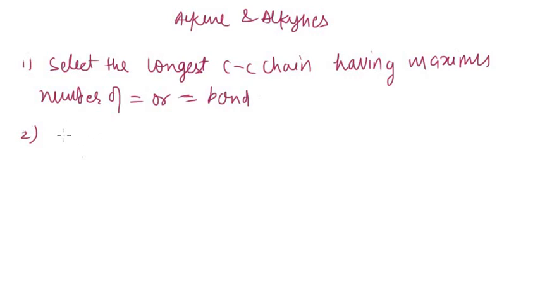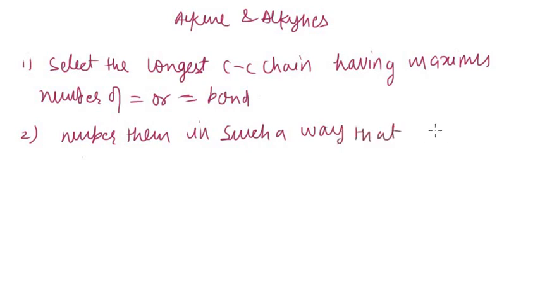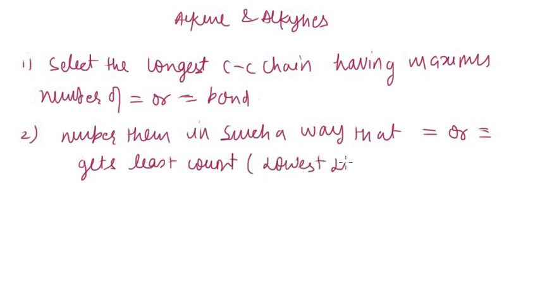So number them in such a way that either the double bond or triple bond gets the least count, or we can say the lowest locant. So we have to name them according to their lowest locant.